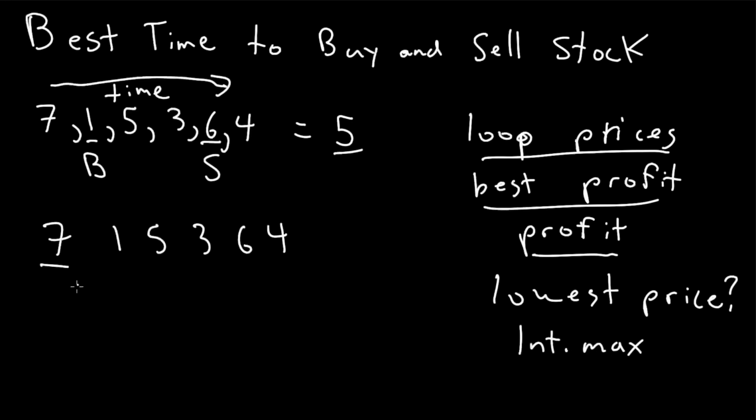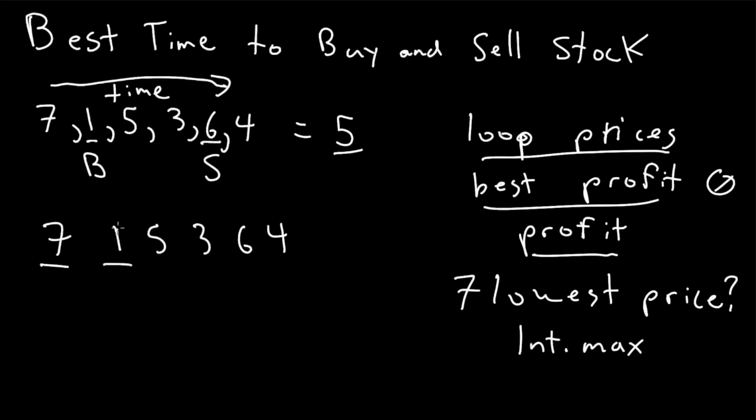So the way that we would calculate the profit is saying, okay, we're at price 7. What's the most profit we can get? So if we have 7 minus int.max, we're actually going to determine that we're nowhere close to having a positive profit. Actually, the best profit is probably still going to be 0. Okay, so we're going to store this right now as the lowest price, as 7.